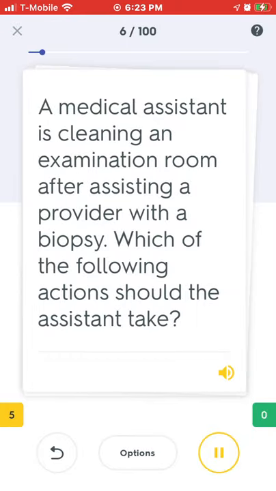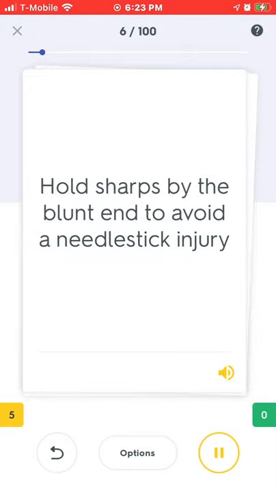A medical assistant is cleaning an examination room after assisting a provider with a biopsy. Which of the following actions should the assistant take? Hold sharps by the blunt end to avoid a needle stick injury.